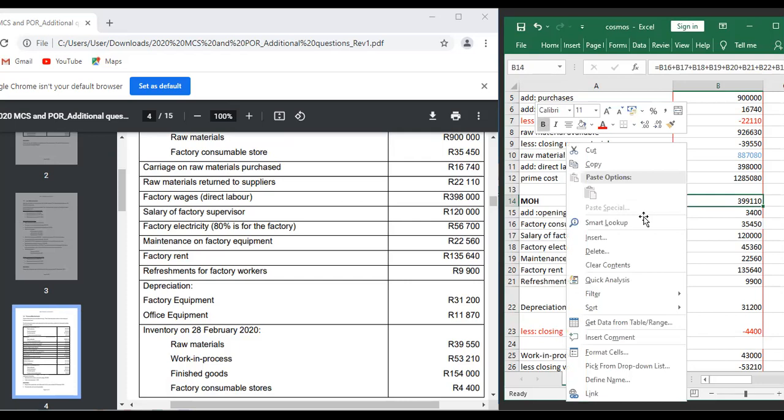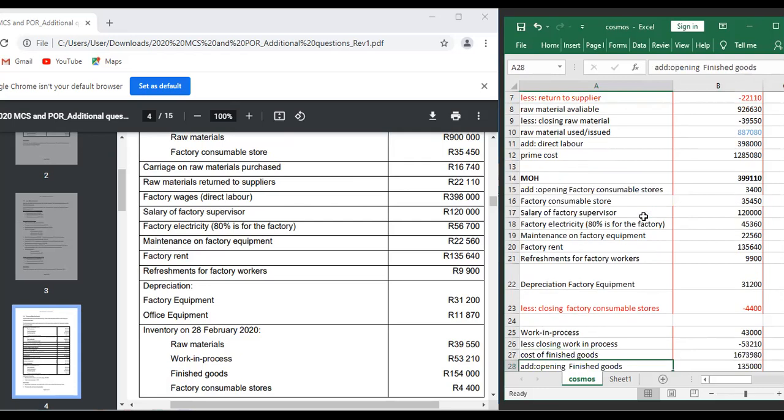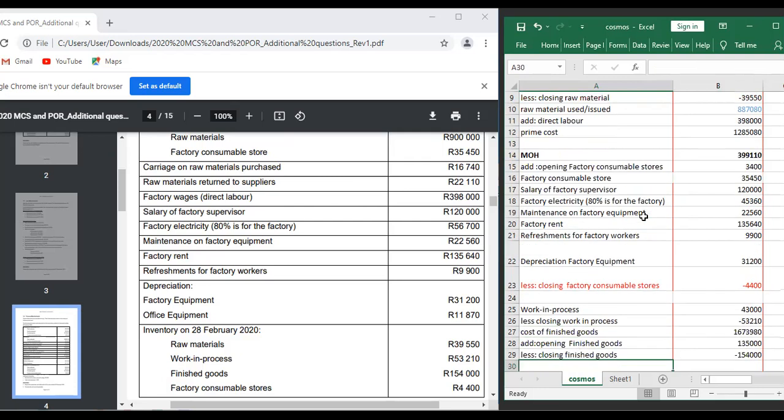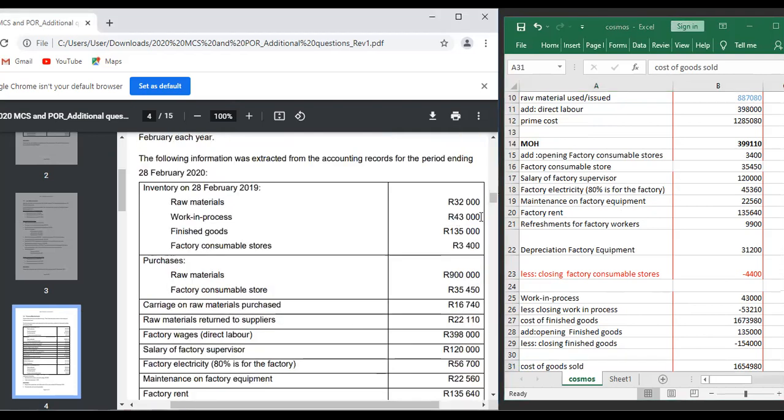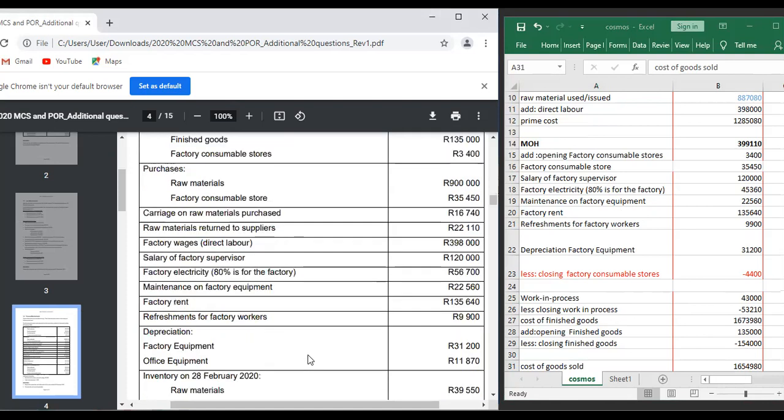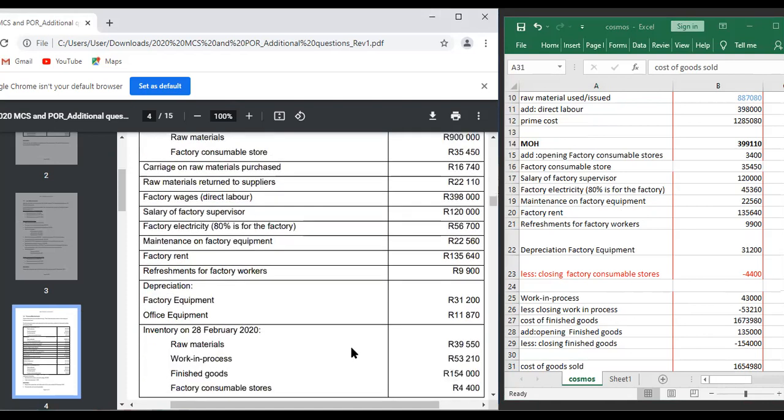Moving on, we are not done with our manufacturing cost statement. We have found our prime cost and manufacturing overhead. Remember, inventory exists in three forms. So we now have our work in process. Here is the opening work in process of 43,000. We less the closing work in process. Remember, I said all the closing balances have to be subtracted. Here is our closing work in process, and then we are going to get what?